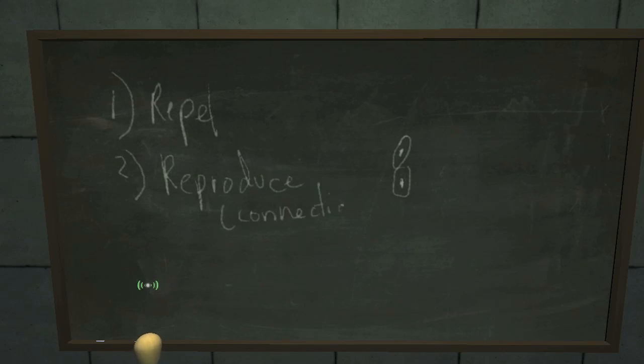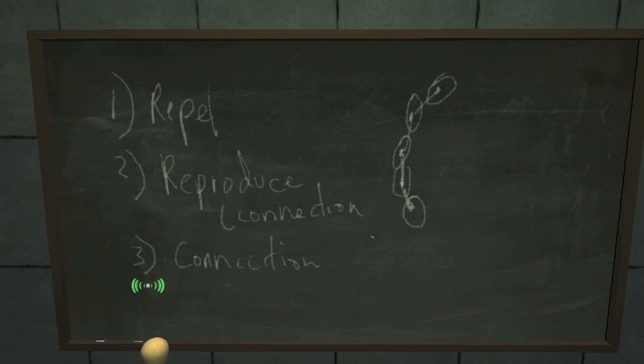So say these two are connected, and these two are connected, and these two are connected, and these two are connected. So they repel each other, but they have a third rule, which is that connections are attracted. And we'll implement that via springs.